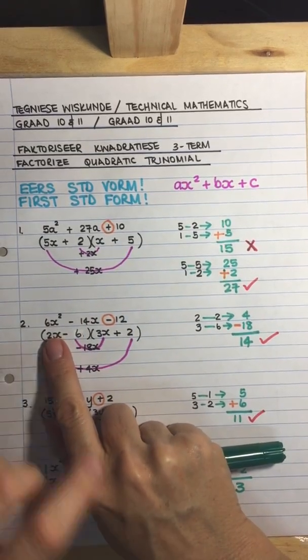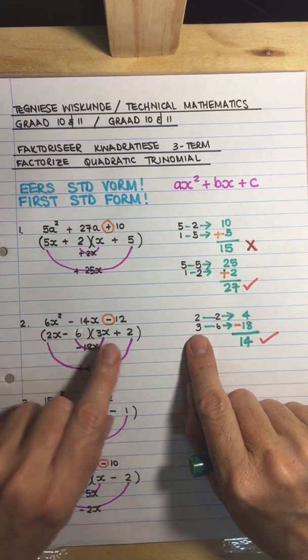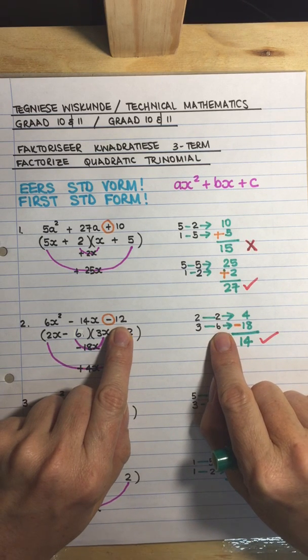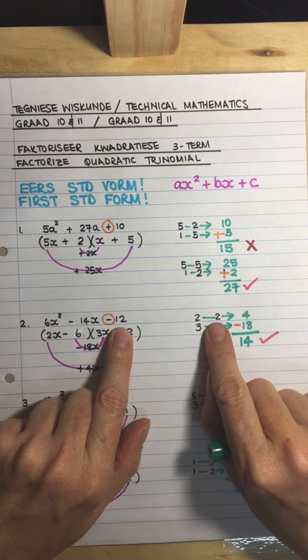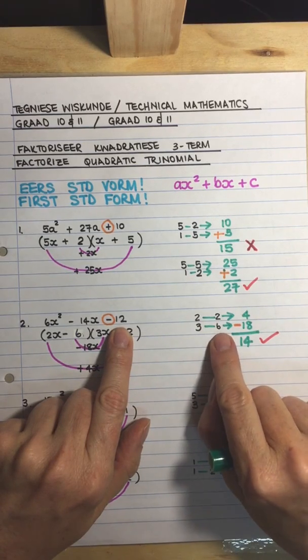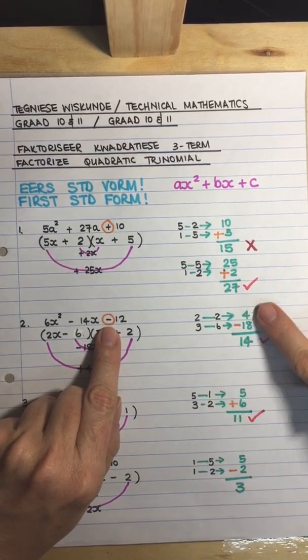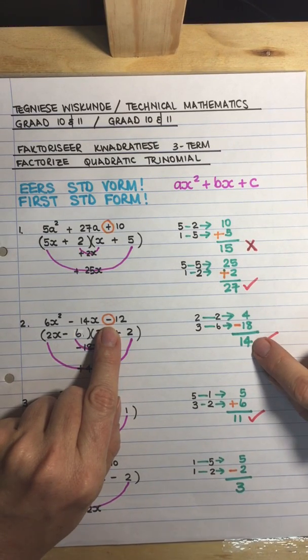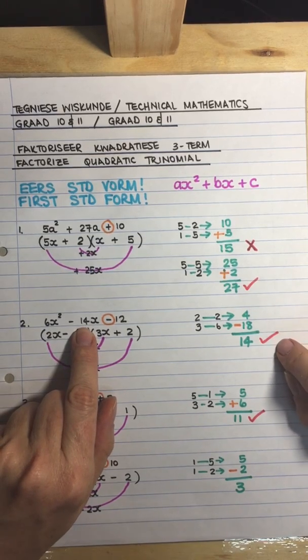Example number 2. What times what will give me 6? It's 2 times 3. What times what will give me 12? It's 2 times 6. This is a guess. Now I'm going to multiply laterally. 2 times 2 is 4. 3 times 6 is 18. Since I see a minus in the expression, I'm going to subtract these two numbers. 18 minus 4 gives me 14. And this is what I'm looking for. So this was a good guess.